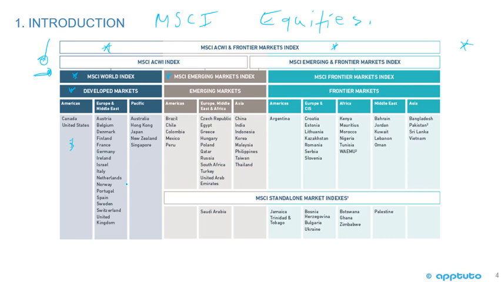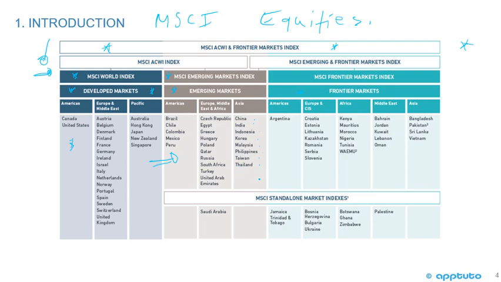So if we look in the Pacific, we can see Australia, Hong Kong, Japan, New Zealand, and Singapore. Then we move from developed markets, and this is really the typical classification for equity markets. We classify them as developed markets, emerging markets, or frontier markets. These are the three big segments, okay? So as we move from the developed markets into the emerging markets, you can see, again, staying on Asia, for example, China, India, Indonesia, Korea, Malaysia, Philippines, Taiwan, and Thailand. So Taiwan and Thailand are considered to be emerging markets, okay?